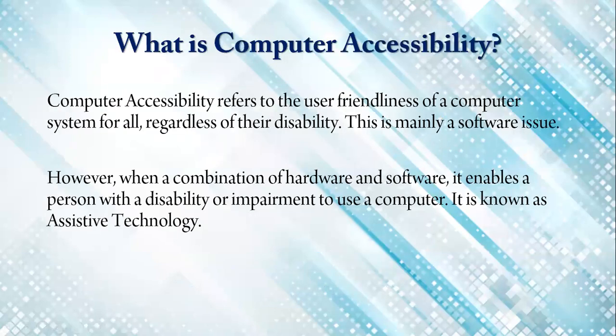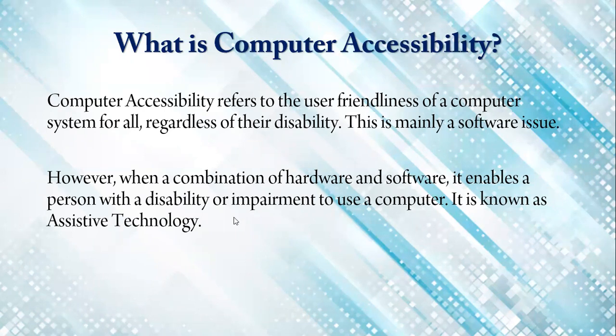Accessibility tools: computer accessibility refers to the user friendliness of a computer system for all, irrespective of any disability. This is mainly a software issue. Everybody can easily use the hardware devices of the computer because you can touch and feel them. But the problem comes if you are disabled, then the problem comes with the software because those people are not very much comfortable with the software.